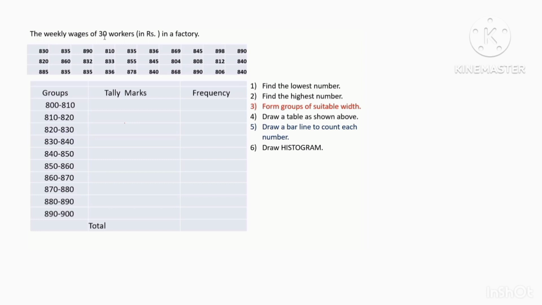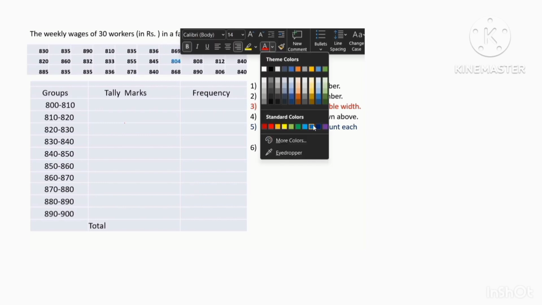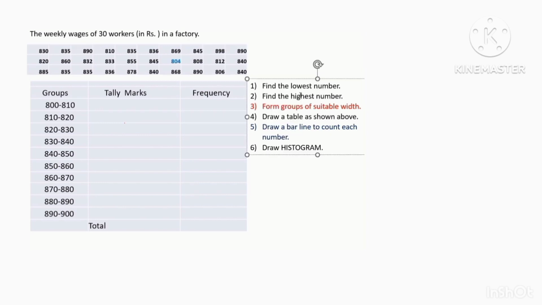So here we are solving the previous problem, about 30 workers in a factory getting wages in rupees. These are the 5 or 6 steps to solve this. First we find the lowest number to select a scale to draw the graph. I got 804. Then we find the highest number, 898. So we have decided a scale: it is 800 to 900.